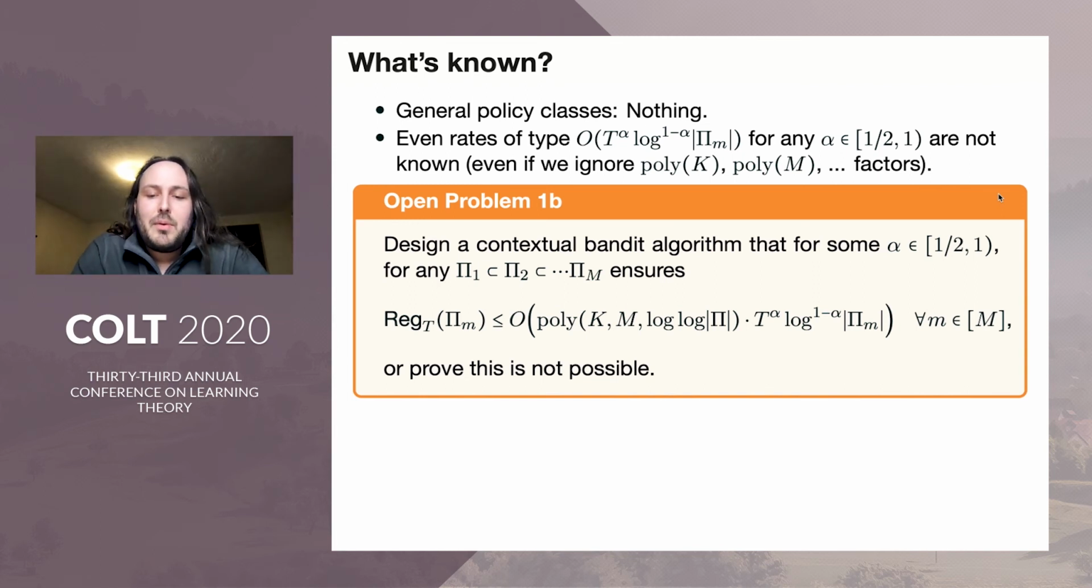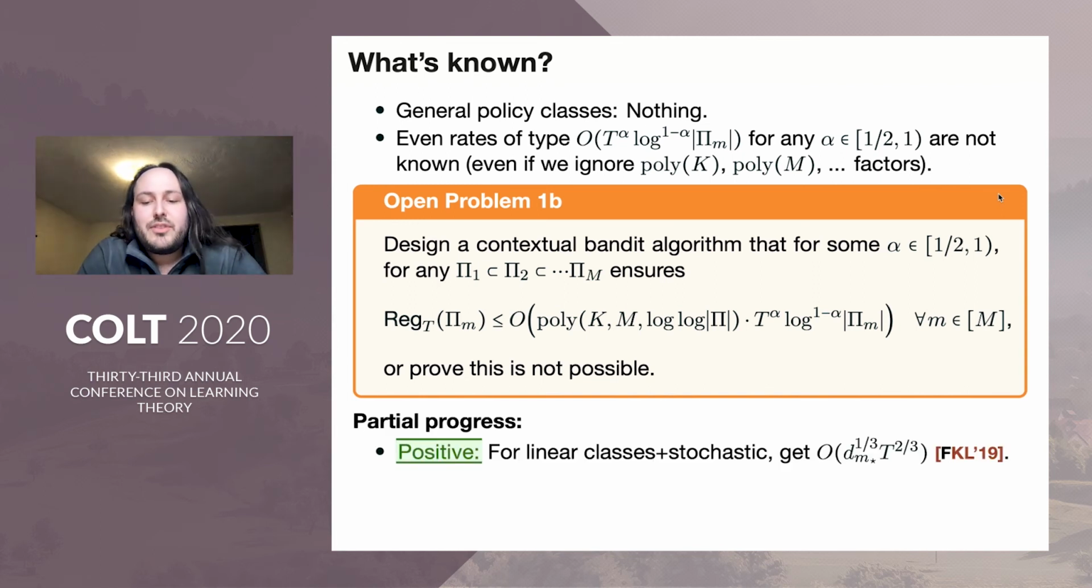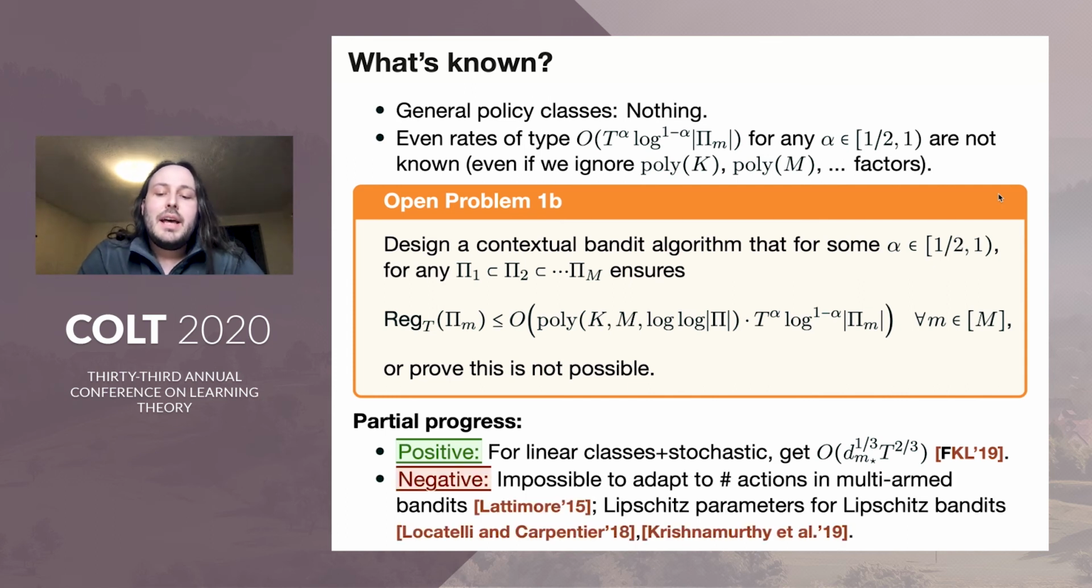Let me say a little bit more about what's known. On the positive side, we had a paper at this last NeurIPS that shows that if you're in the stochastic setting and you have a nested sequence of linear classes, then you can get a guarantee of this type with alpha equals 2/3. But it seems unlikely that the techniques from this paper will extend towards general policy classes. On the negative side, we don't have much in terms of negative results for contextual bandits, but for vanilla multi-armed bandits, it's known that analogous questions are not possible. So it's not possible to get adaptivity to the size of the action set.